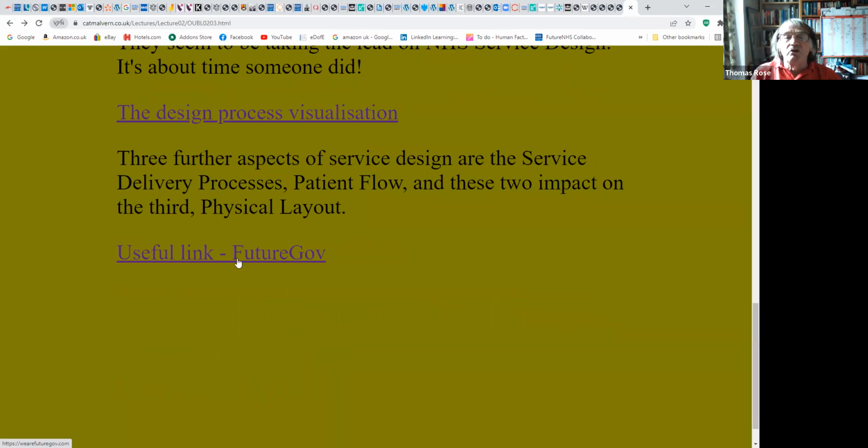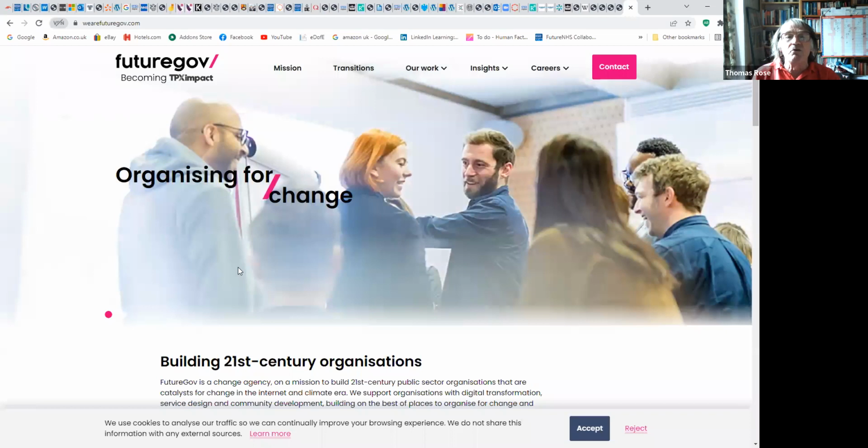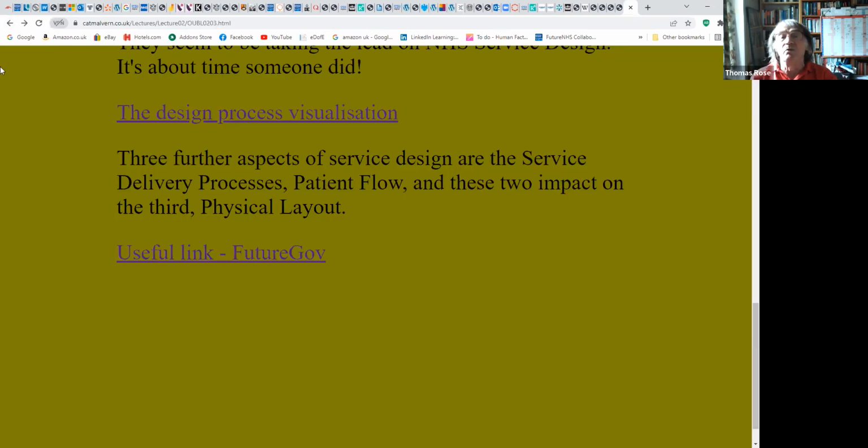Another useful resource for learning about design is FutureGov. They did talk at, I think it was the last live Q community event. FutureGov gave a talk, which was really good, and they've done a lot of work in the service aspects, the interaction with the customer elements of service design. So they're a really good resource, and they're happy to work with people that are getting involved in service design and service redesign.